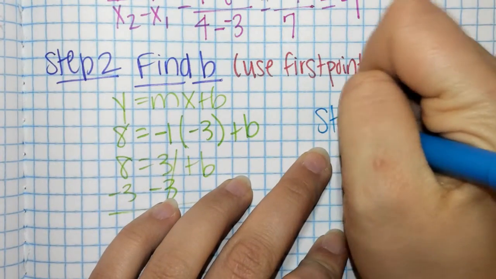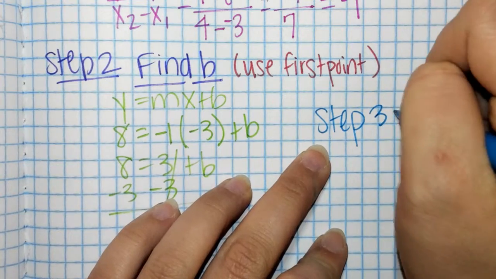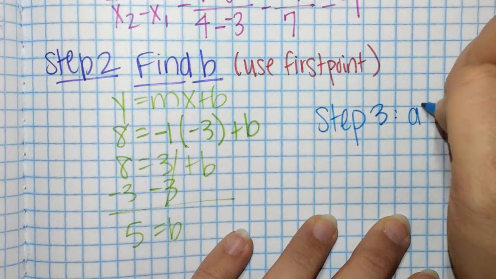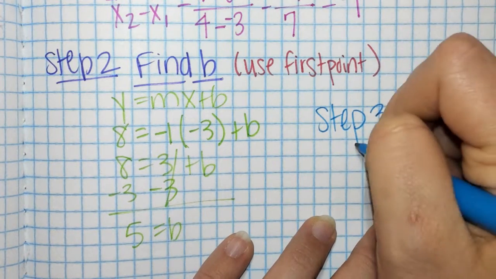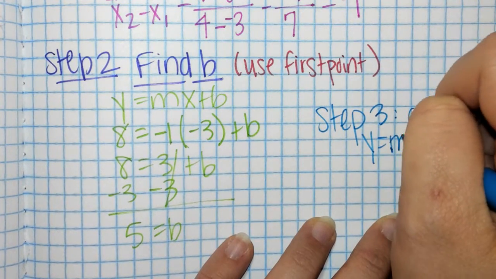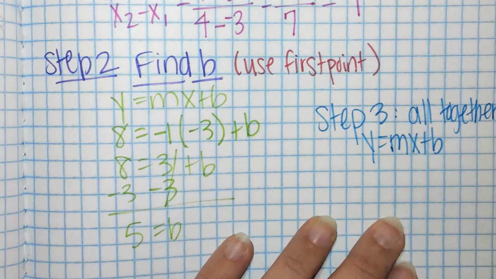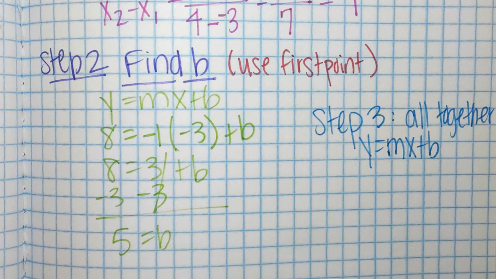Alright, so step 3 is put it all together. Bryn, I would like you to please help me write it into y equals mx plus b. We're putting it all together.